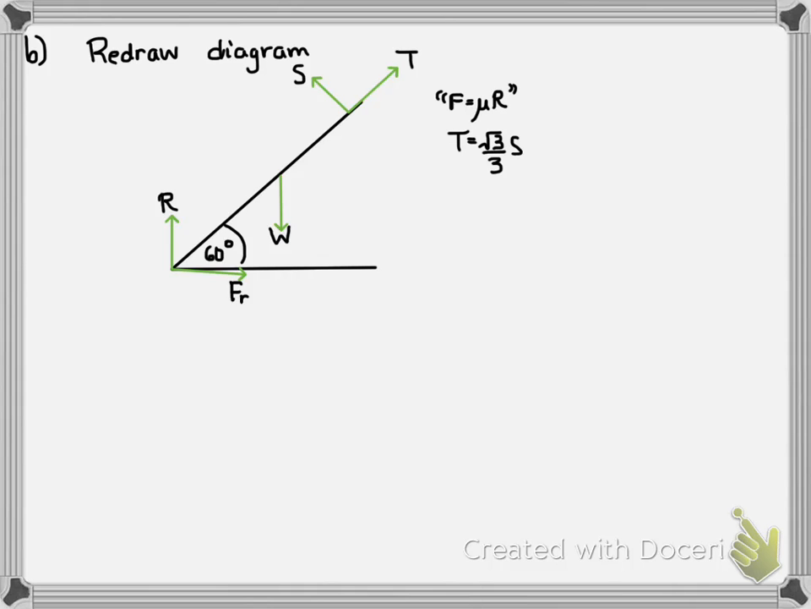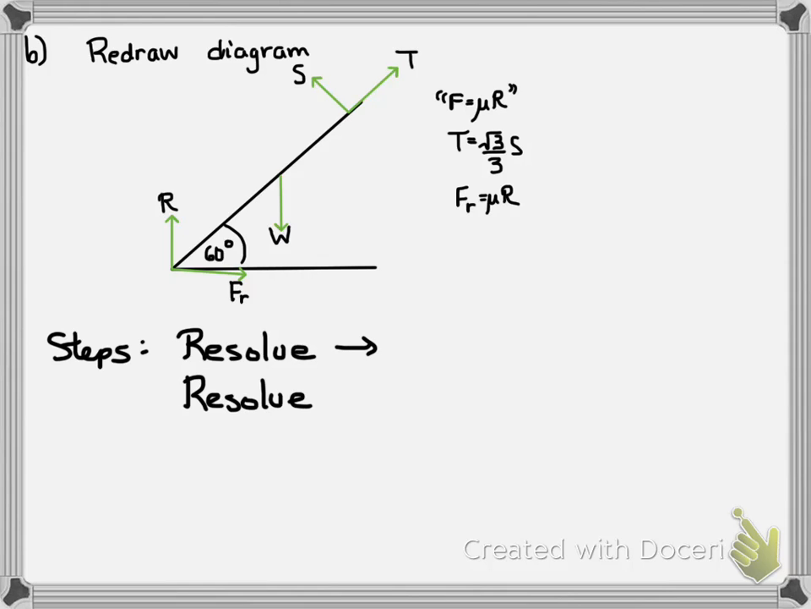Remember, F equals mu R, so in this case at the top it will be T equals root 3 over 3 S, and F equals mu R for the bottom. Go ahead, and our steps we're going to do are the same as we've done every question: resolve, resolve, moments. So let's begin. Resolve horizontally.